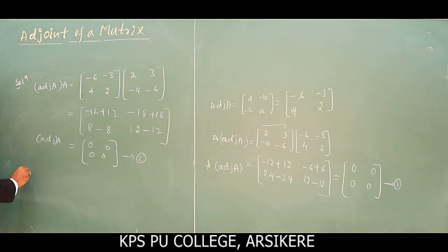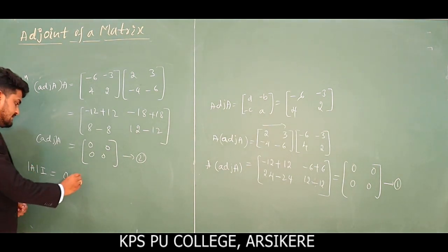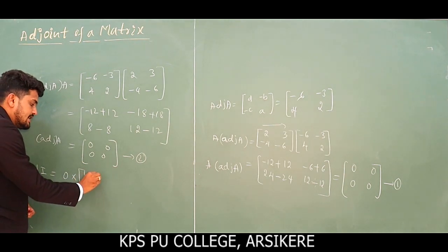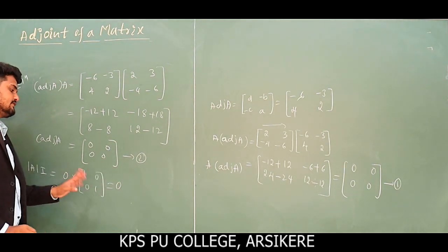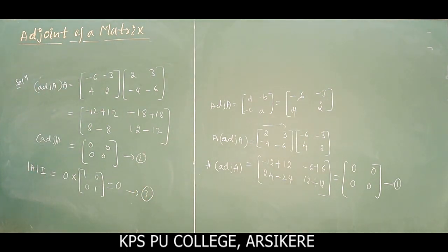So last one, determinant of A into I. Determinant of A value is 0. So see here, matrix A, 2 cross 2 identity matrix 1 0 0 1, which is equal to 0. So 0 into anything is 0. Call it as equation 3. Okay, write first.